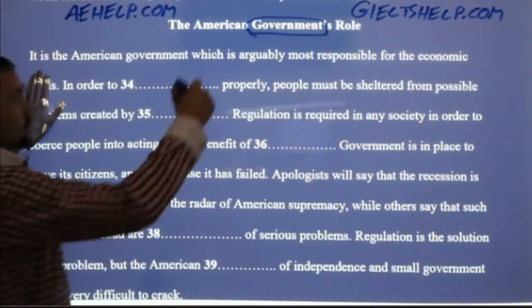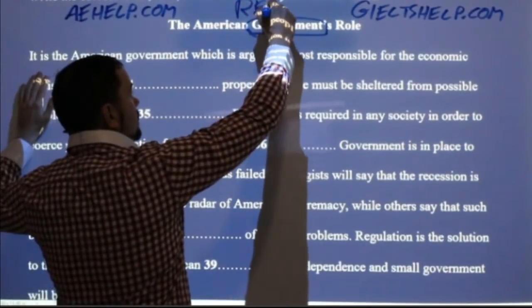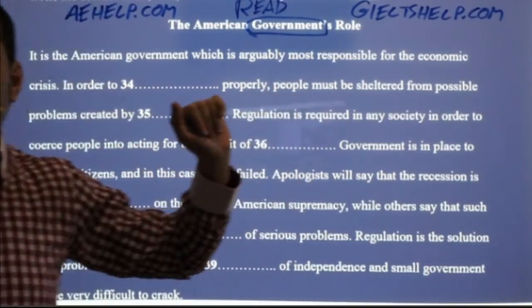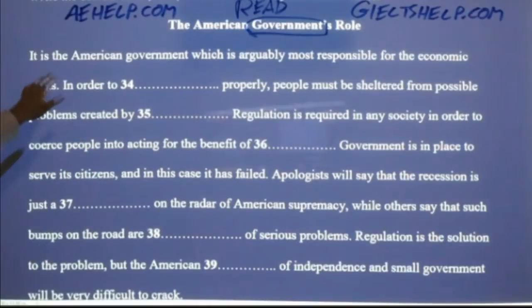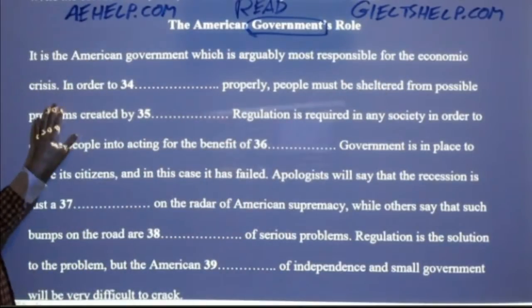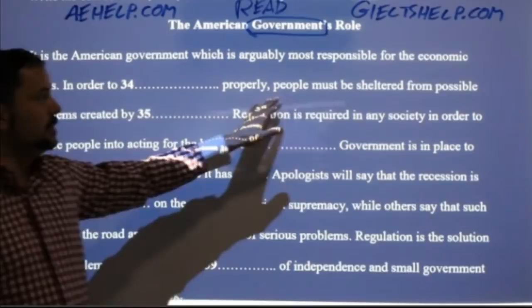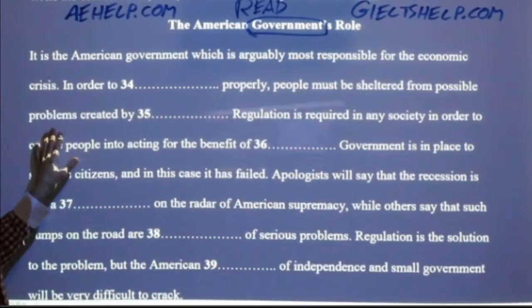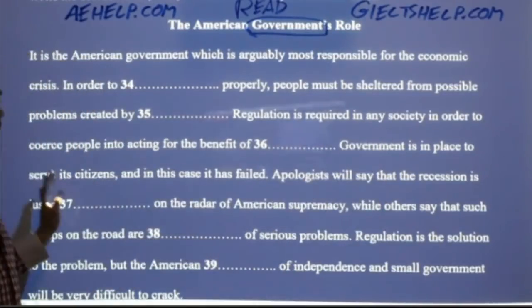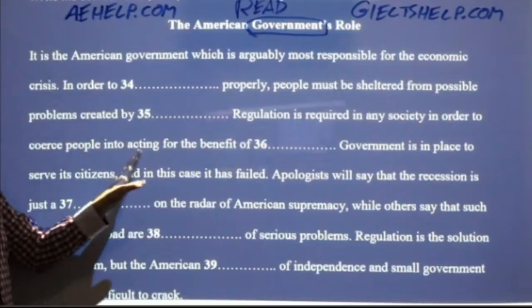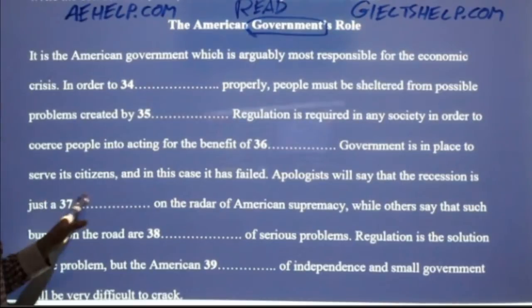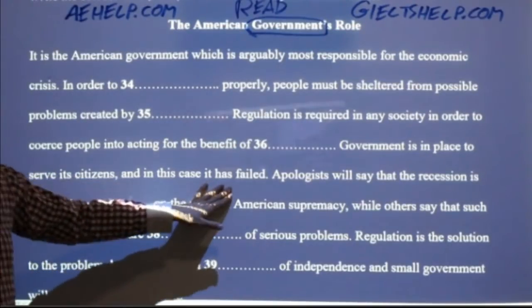Read with me. This is a reading class, students, so make sure to read with me. And if you can, read aloud. Read so you can hear yourself. Okay? All right, here we go. It is the American government which is arguably most responsible for the economic crisis. In order to properly, people must be sheltered from possible problems created by. Regulation is required in any society in order to coerce people into acting for the benefit of. Government is in place to serve its citizens, and in this case, it has failed.